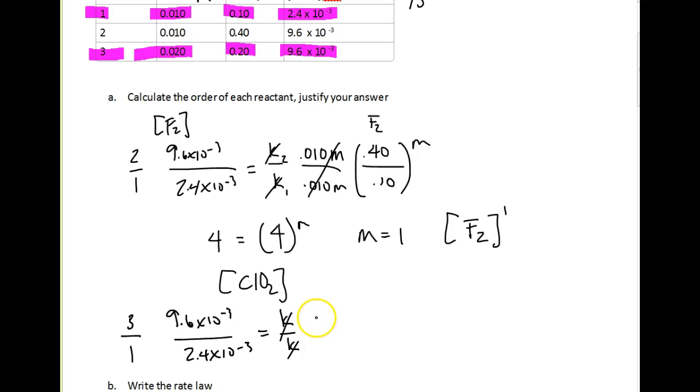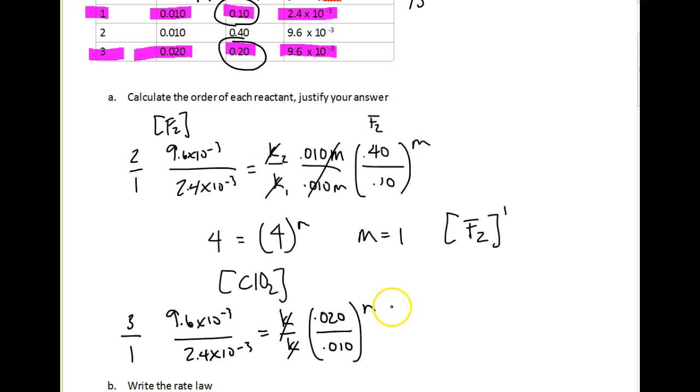Then we're going to plug our values in here now. For the ClO2, we have 0.020 divided by 0.010. Now, that is what we're trying to determine, what that's being raised to, but we actually have to include the F2 here. The reason we include it is that F2 was not being held constant here or here. So let's go ahead and include it.